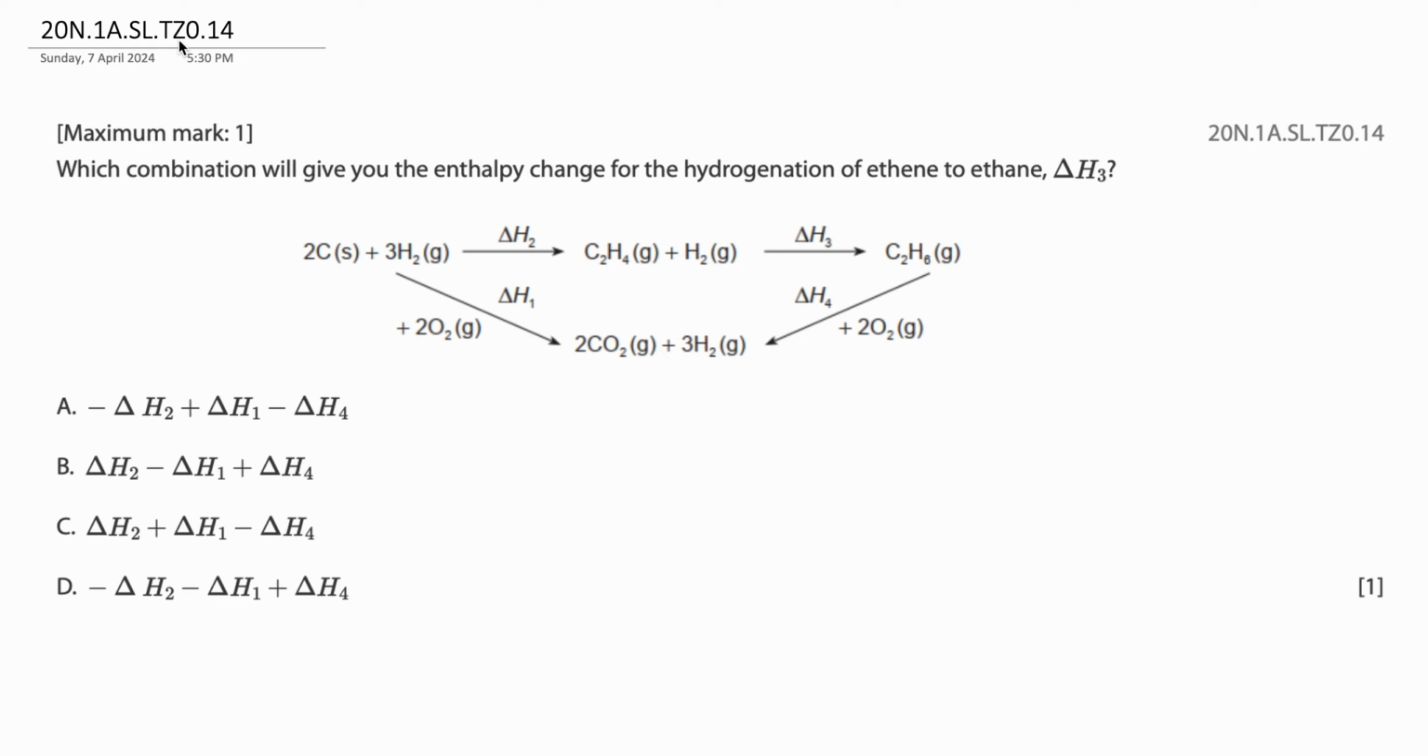Today we're going to be solving a question from the November 2020 IB Chemistry examinations. This is an SL multiple choice question from paper 1A of the exam. It's worth 1 mark. Let's get started.